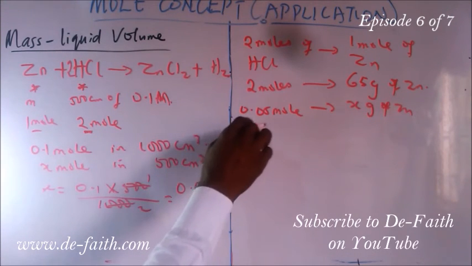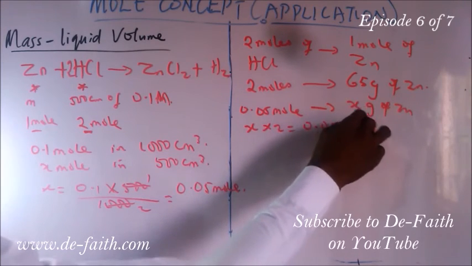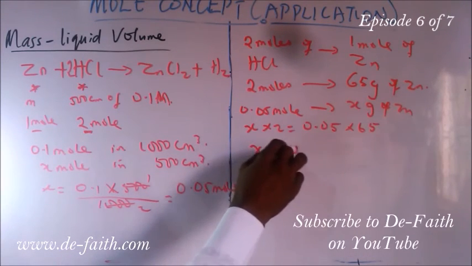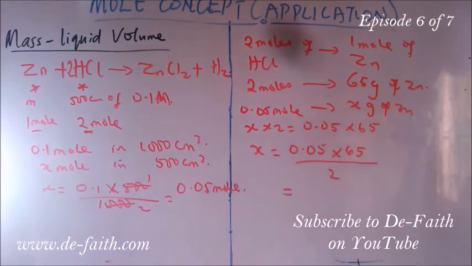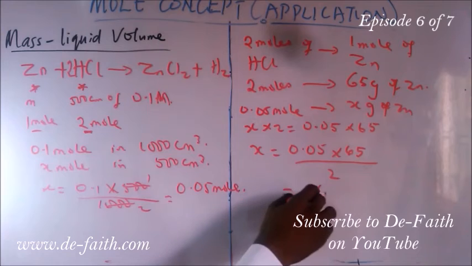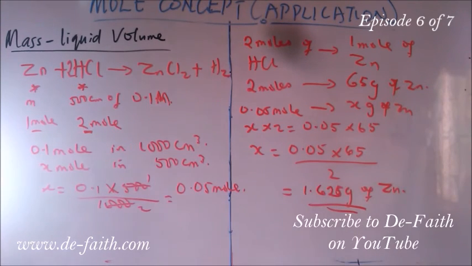So we have x times 2 equal to 0.05 multiplied by 65. So x equals 0.05 times 65 over 2, and that will produce 1.625 gram of zinc. 1.625 gram of zinc will be made to react with 500 cm cubed of 0.1 molar hydrochloric acid.